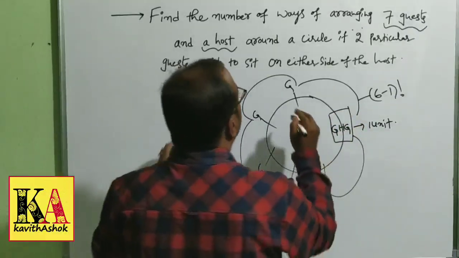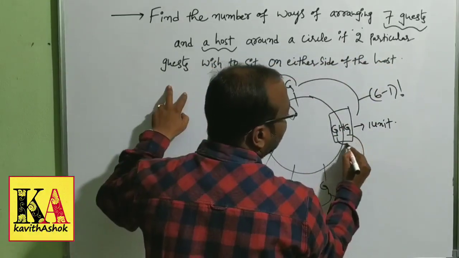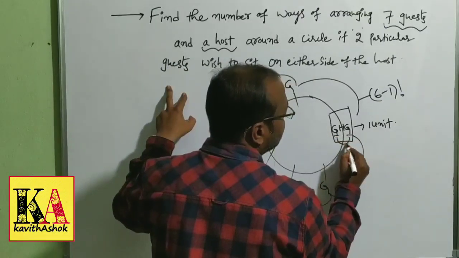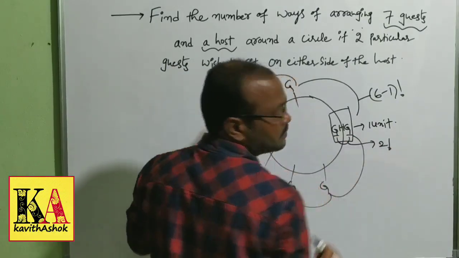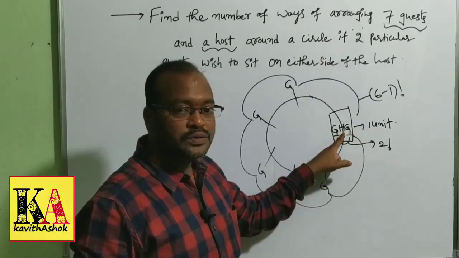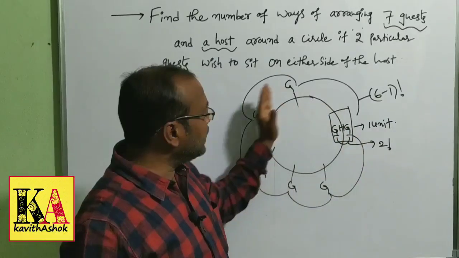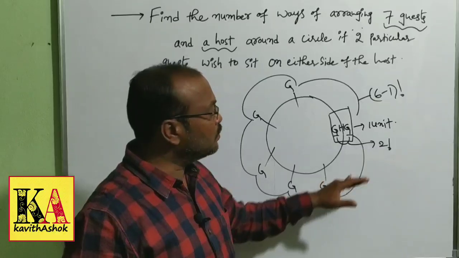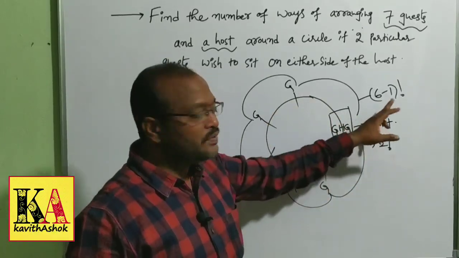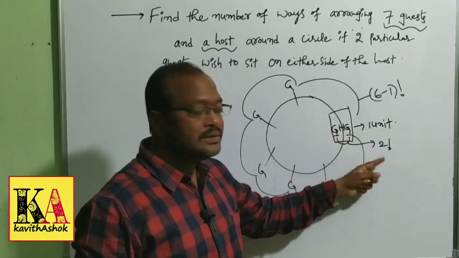Now around a circle, these 2 particular guests may interchange. There is no condition for them. So these 2 persons may interchange in 2 factorial ways. Again, first consider 2 guests and a host, with the host in the middle and the guests on either side. Consider this as one unit. Each remaining guest acts as one unit. Total 6 units are there. 6 units can be arranged around a circle in 6 minus 1 factorial ways. And again these 2 guests themselves can arrange in 2 factorial ways.